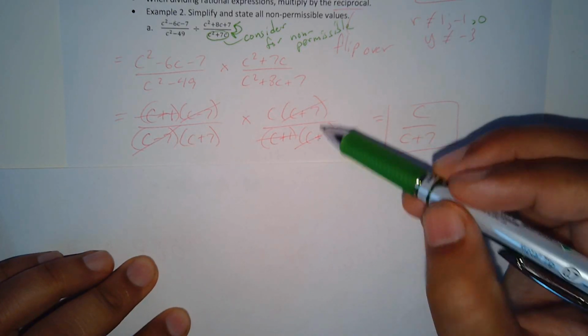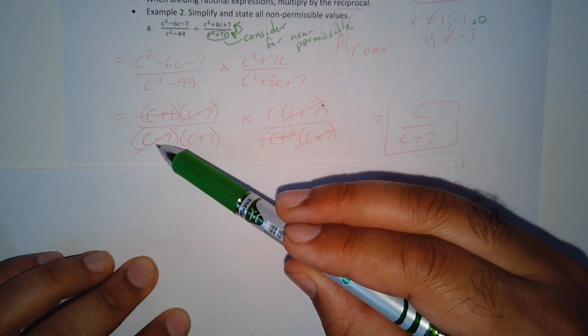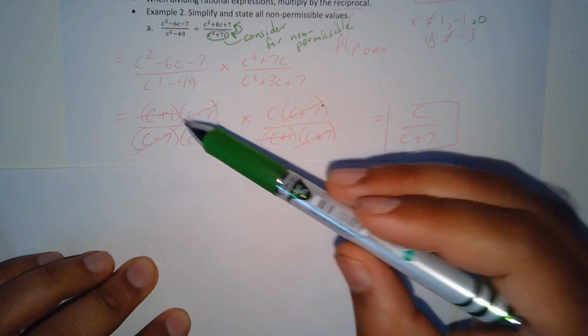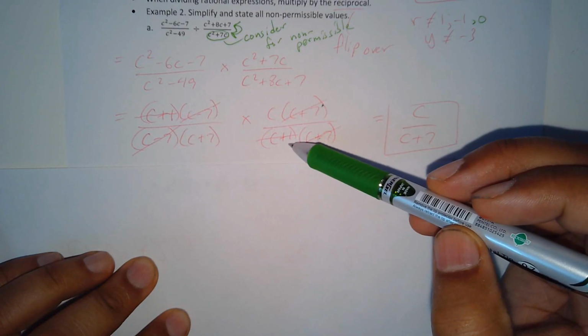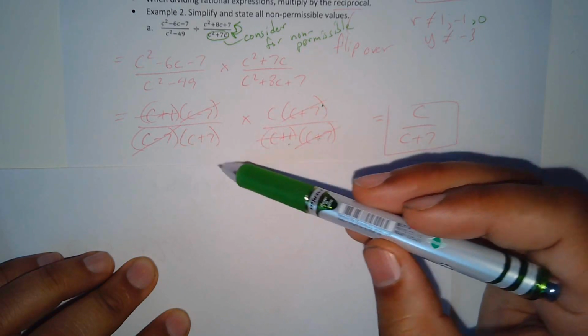So again, we can cancel things out here. So c plus 7 cancels out with this c plus 7. C minus 7 cancels out with this c minus 7. And the c plus 1 from the first fraction cancels out with the c plus 1 from the second fraction. So all you're left with is this c, and then this c plus 7.